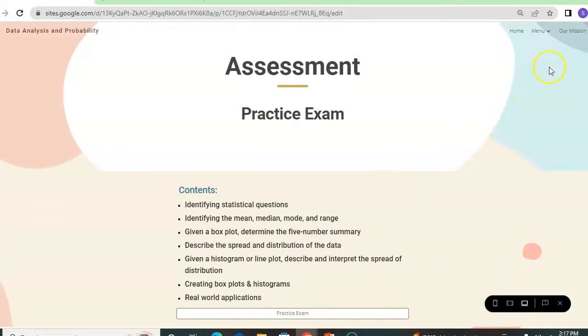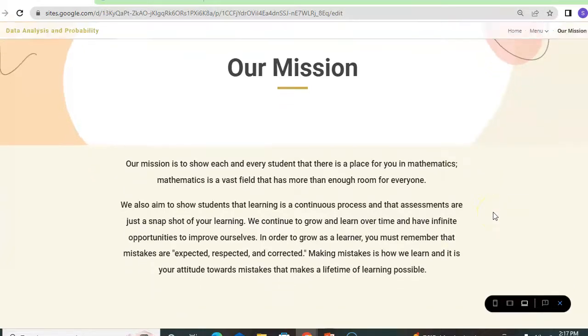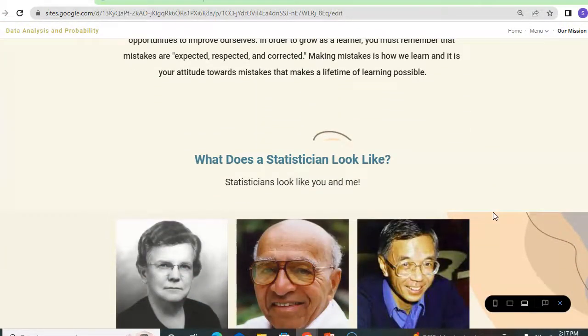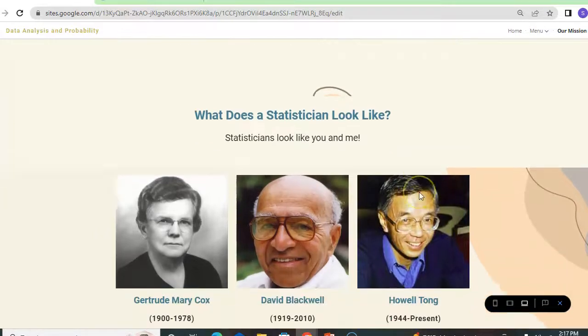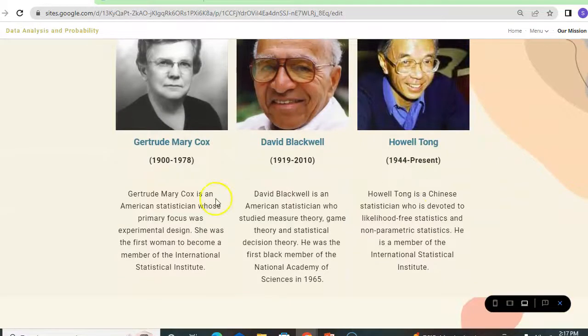Finally, I would like to mention our mission. Our mission is to show each and every student that there is a place for you in mathematics. There is more than enough room for everyone. We also want to emphasize that a statistician does not have a particular look. They look like you and me. At the very bottom of the page, you'll find a brief history of some important statisticians.